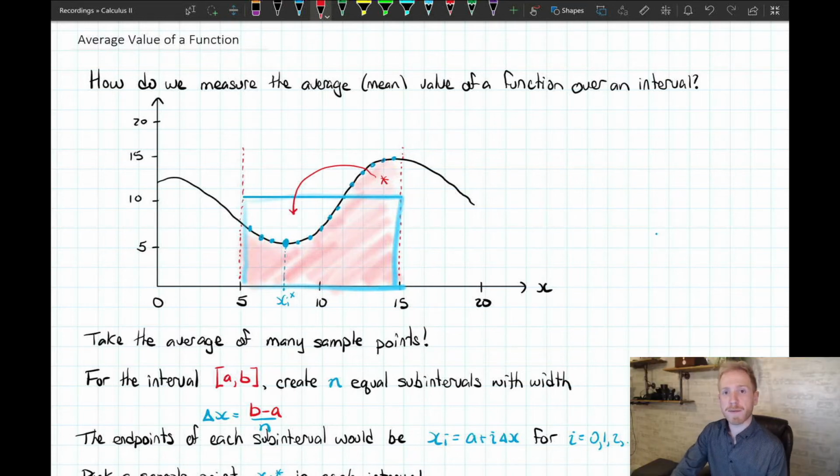Now, let's try an example out where maybe we'll take a look at some physical quantity. We'll take a look at its average value and apply that mean value theorem for integrals and find out when that function is equal to its average over the interval.